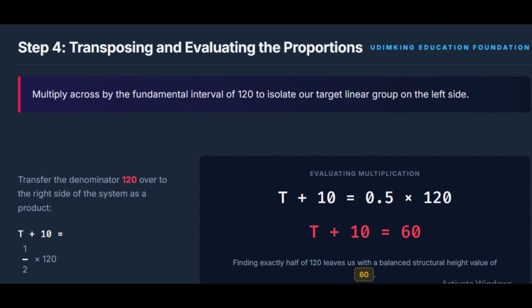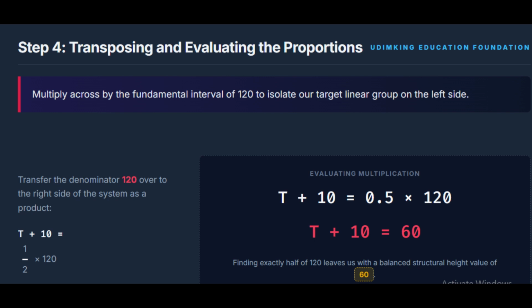Evaluating the right-hand side is straightforward. 1/2 multiplied by our transferred interval of 120 is the same as finding exactly half of 120, which gives us 60. Our equation has collapsed into its final linear state. T plus 10 equals 60.